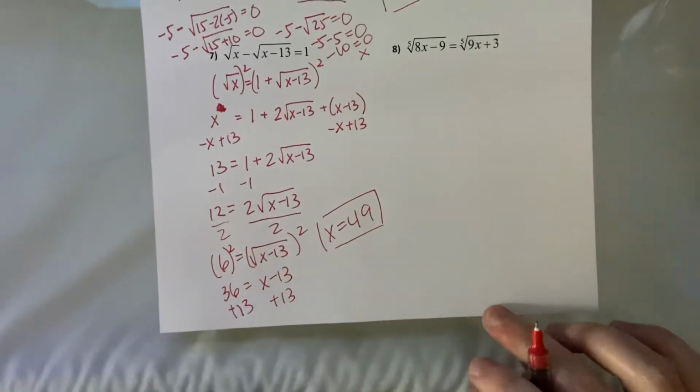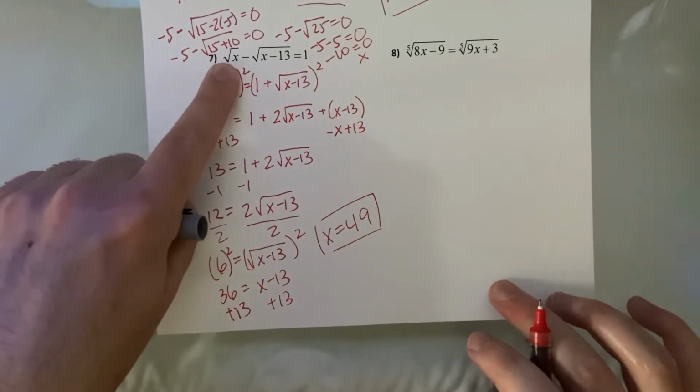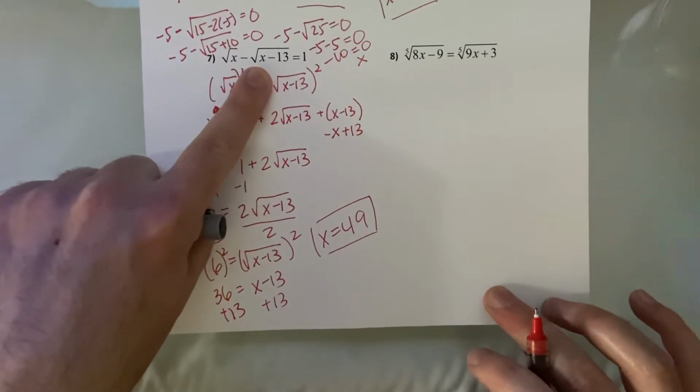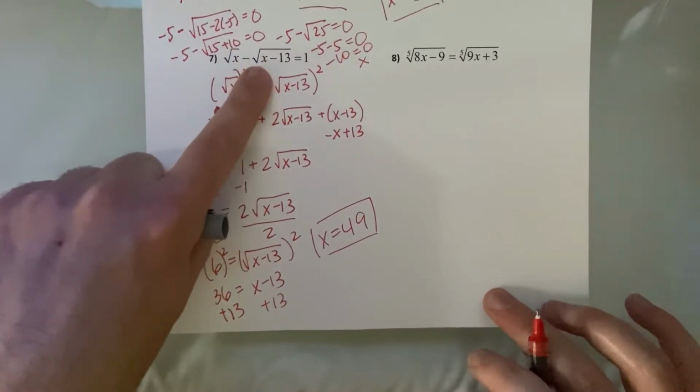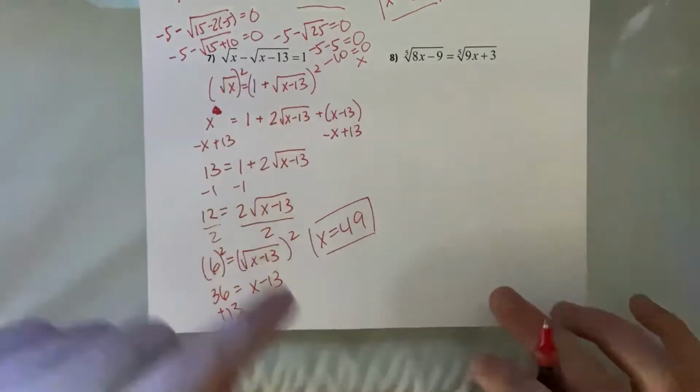Now, if I want to plug this back in, square root of 49 is 7. 49 minus 13 is 36. That square root is 6. Is 7 minus 6 1? Yes.